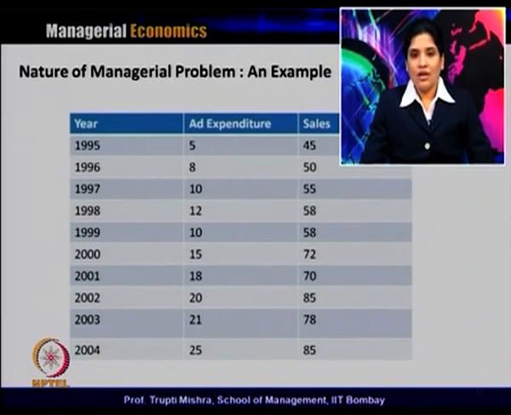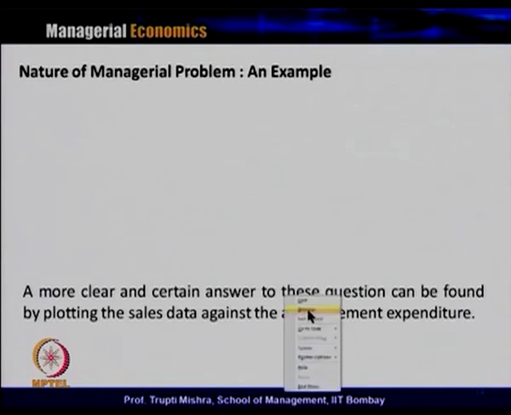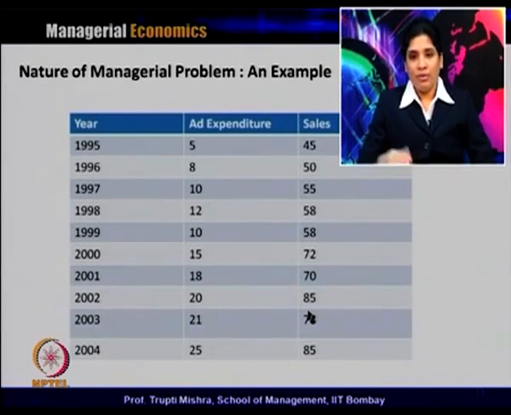So in order to understand this, how do we present this kind of relationship? A clearer and more certain answer to this question can be found by plotting the sales data against the advertisement expenditure. Whatever we have shown in the previous table, we can represent in a graph, and we can see whether there is clarity on what kind of relationship exists between the advertisement expenditure and the sales, whether positive or negative. That addresses the first question.